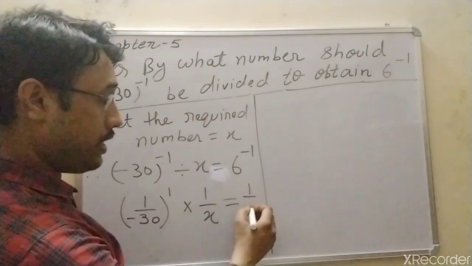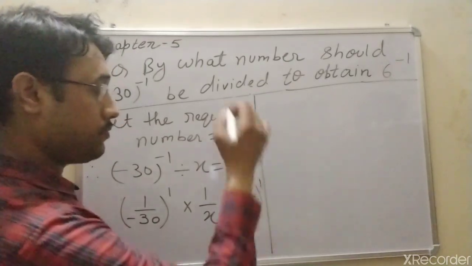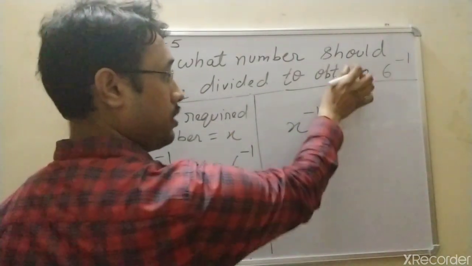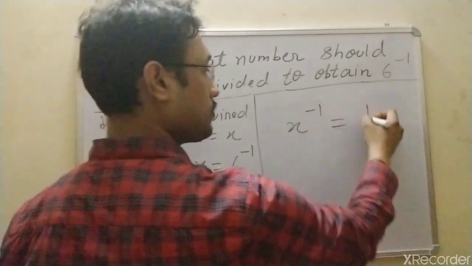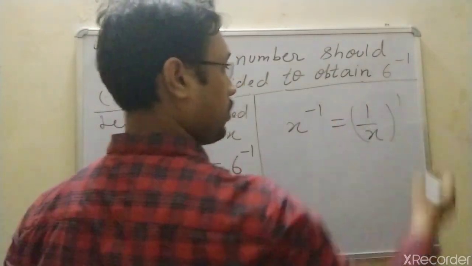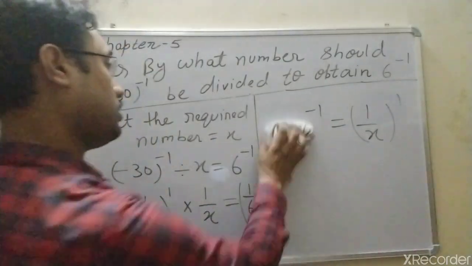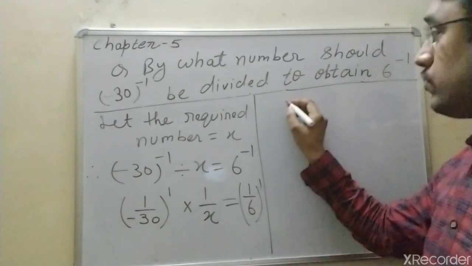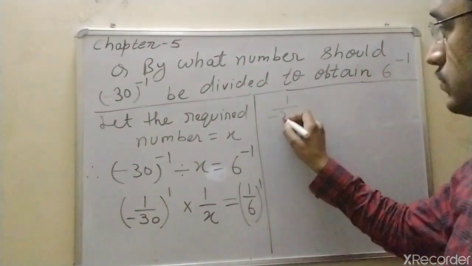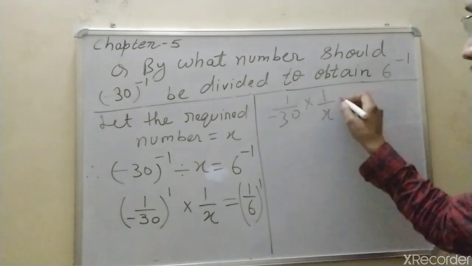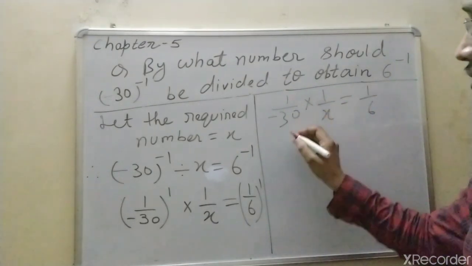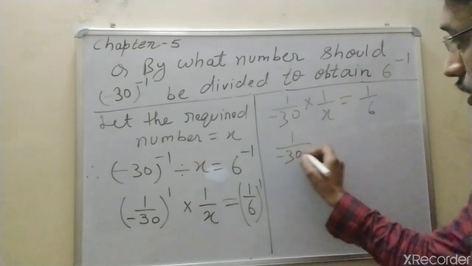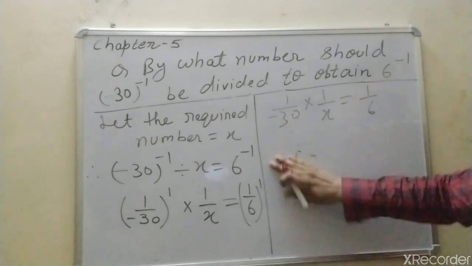Now it is 1 by x to the power plus 1. Here also we take the reciprocal because minus 1 power is there. This formula you have studied: x to the power minus 1 is 1 by x to the power 1. Now you can solve this equation. You will get 1 by minus 30 into 1 by x is equal to 1 by 6. Denominators give minus 30 into x, so minus 30x. One more method you can do.